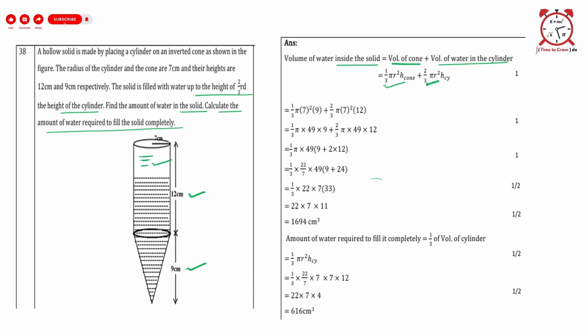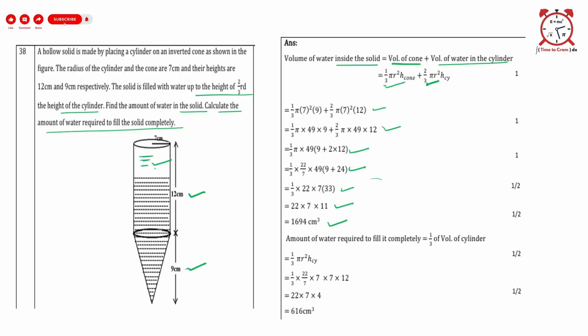Now keeping all the values here appropriately, the radius is equal for both. So after keeping values and simplifying, we are closer and closer to our answer, and we will get 1694 centimeter cube. This is the volume of the water in the given solid.